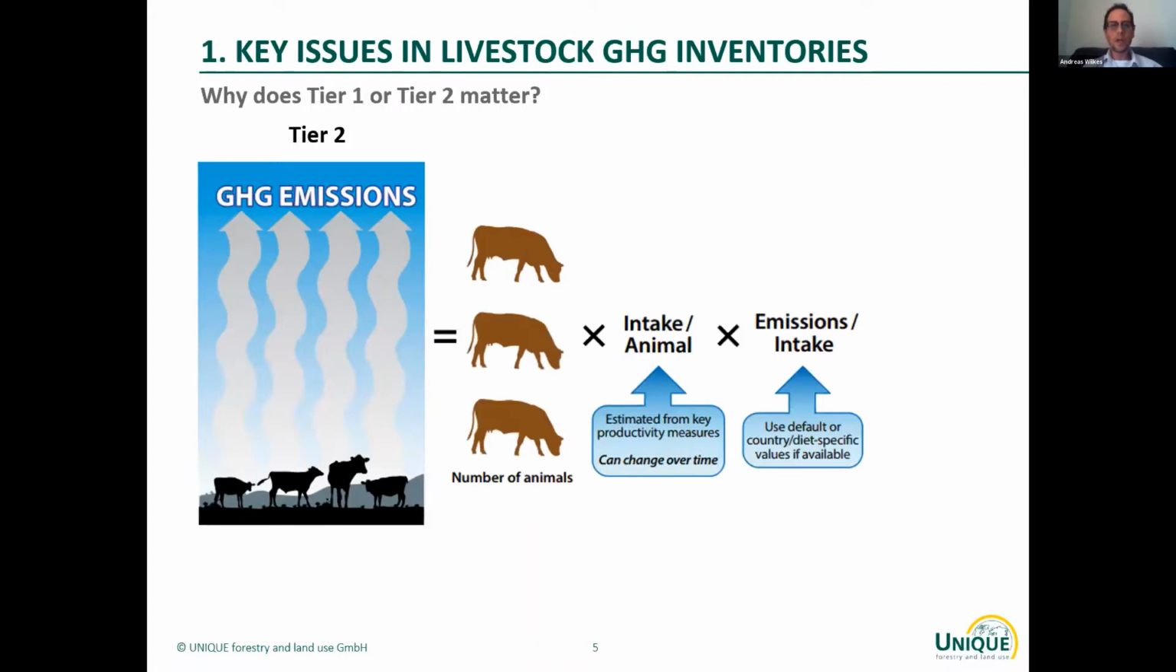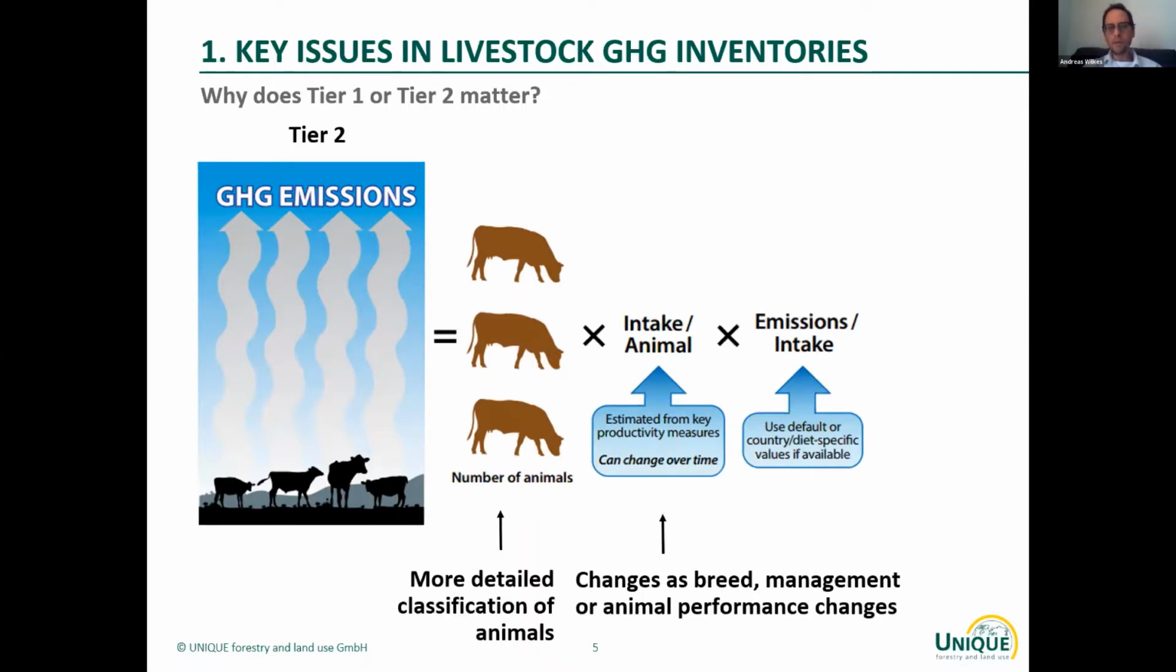So in the Tier 2 approach, the emissions are the number of animals multiplied by gross energy intake per animal, multiplied by methane emissions per unit of energy intake. So in terms of implementing the Tier 2 approach, you need a more detailed classification of animals. For example, mature male and female, growing animals, and young, or even more detailed if the statistics exist in the country. And then also, we can estimate the gross energy intake per animal using data on animal performance and management, such as milk yield, live weight gain, and so on.